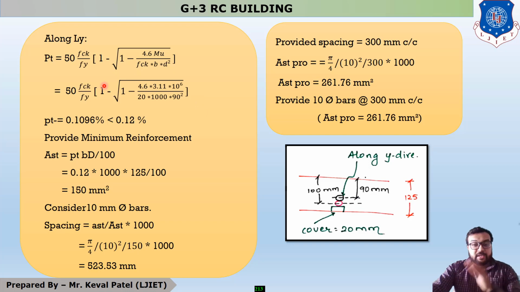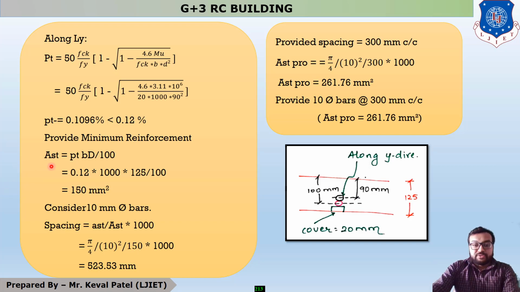0.1096 percentage. But as per IS code provision, on page number 48, there is one clause named minimum reinforcement. So your minimum reinforcement is always 0.12 percentage of total gross sectional area for Fe 415. Okay, so for this example, your reinforcement is below 0.12 percentage, so you have to provide minimum steel.